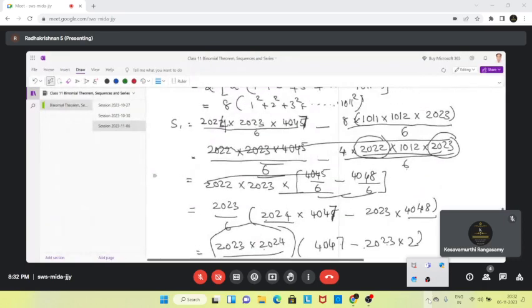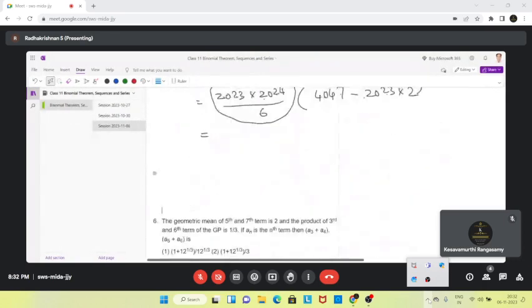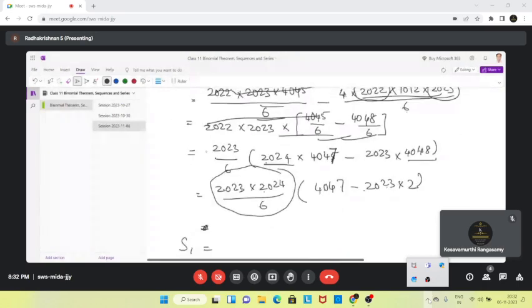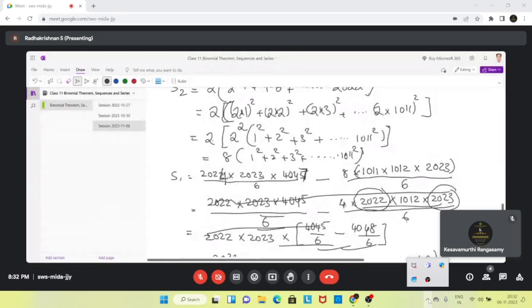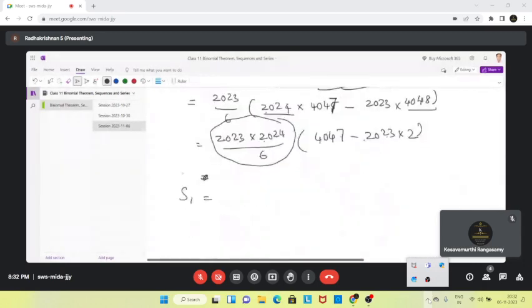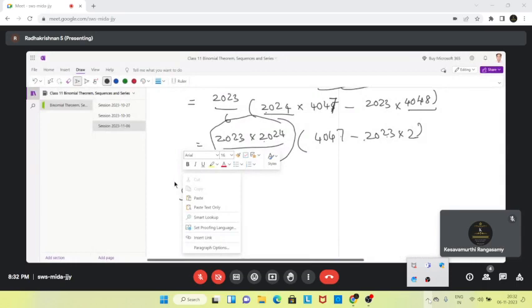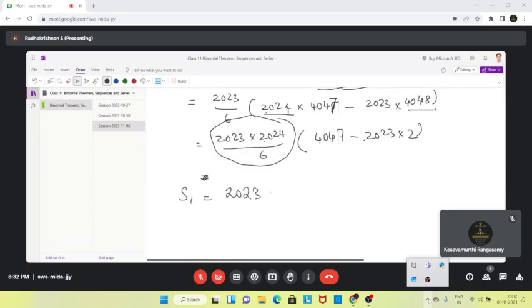Let me redo this. So S1 and S2, each one I will do separately to make it easy. S1 equal to 1 square plus 2 square up to 2023 square, right? So that means it is 2023 into 2024 into 4047 whole divided by 6.